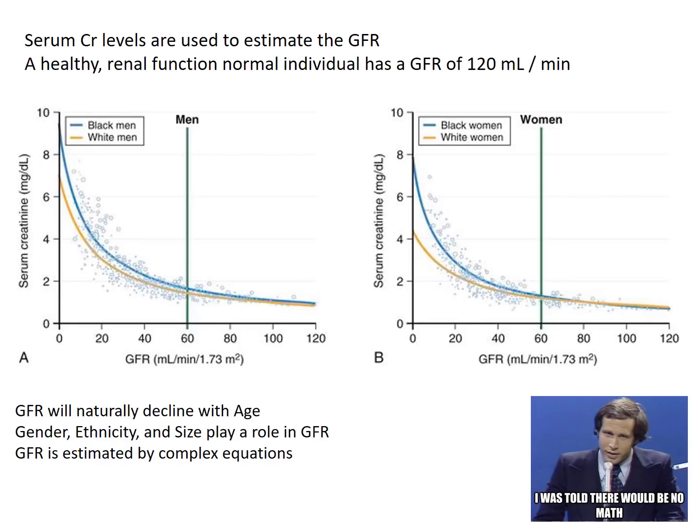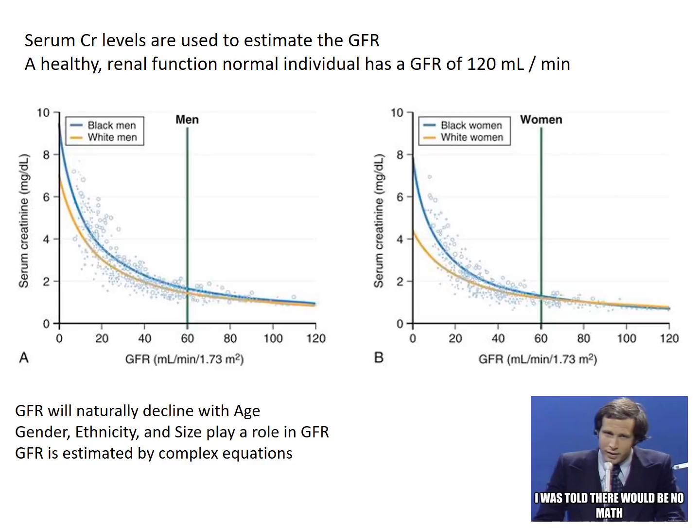All right, a little bit of math. Just showing you some math. I'm not going to make you do any math. We use the creatinine levels to estimate our kidney's ability to filter. So remember, filtration happens in the glomerulus, so we can use a serum creatinine level to measure what's called the GFR, the glomerular filtration rate.